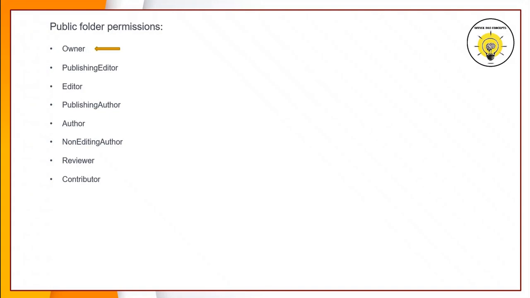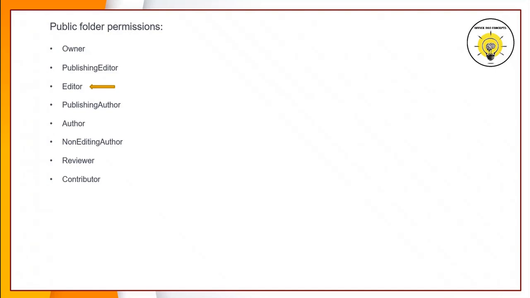If you assign owner permission on public folder for a user, that user can create items within the public folder. He can read items and he can create child folders or subfolders within public folders. If you assign publishing editor permission, that user can create items within the public folder. He can read items of public folders. He can create subfolders and he can delete the items from the public folders.